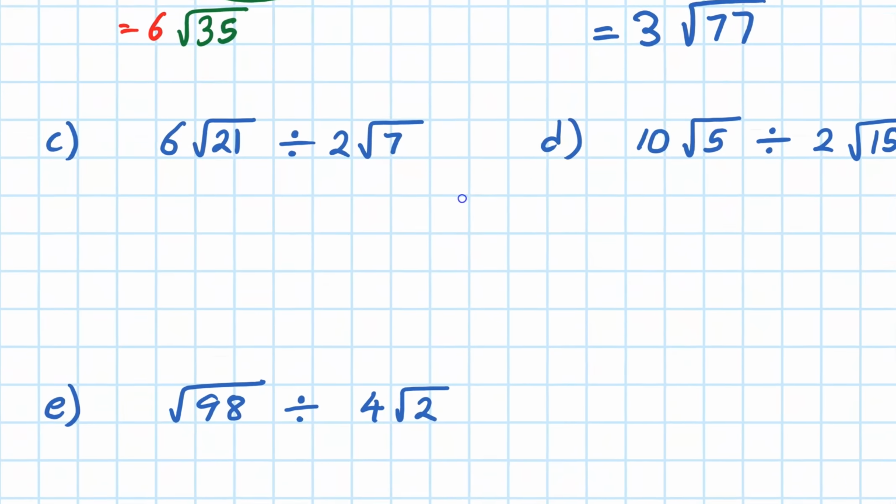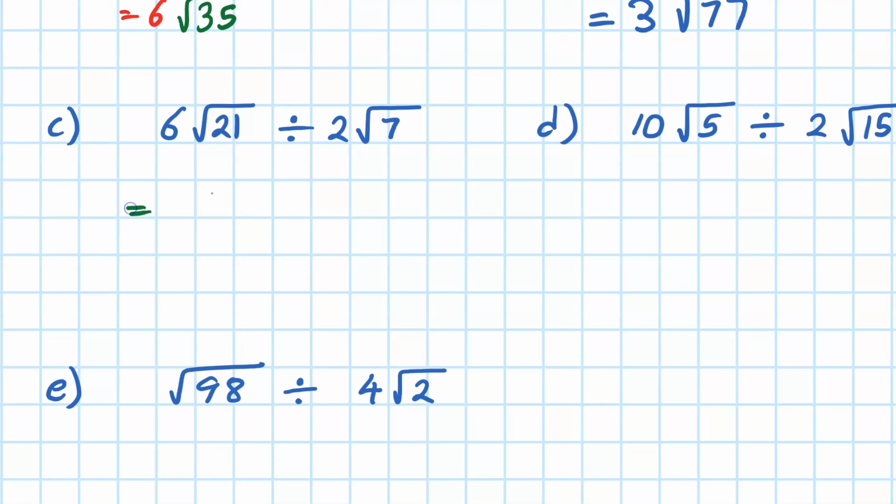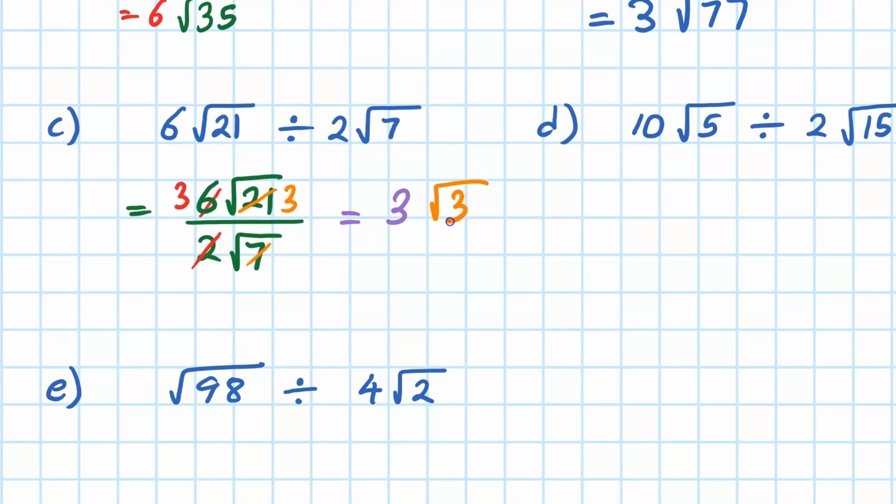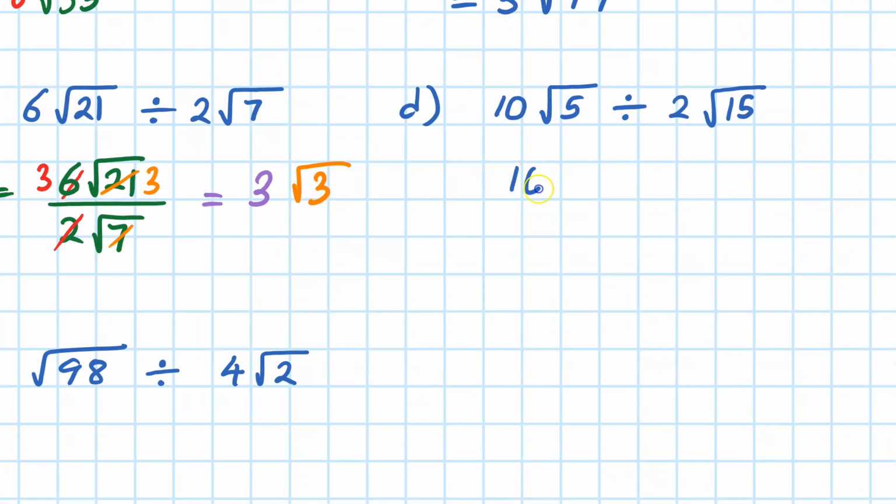Let's move on to the division. Let me write them. One on the numerator and the other one in the denominator. We cancel the numbers, and then also we cancel the surds separately, and you have to be careful when we write. What we get is 3, then the surd is 3 as well in this case, root 3. Next one, 10 root 5 on 2 root 15. So you got to be very careful on this one.